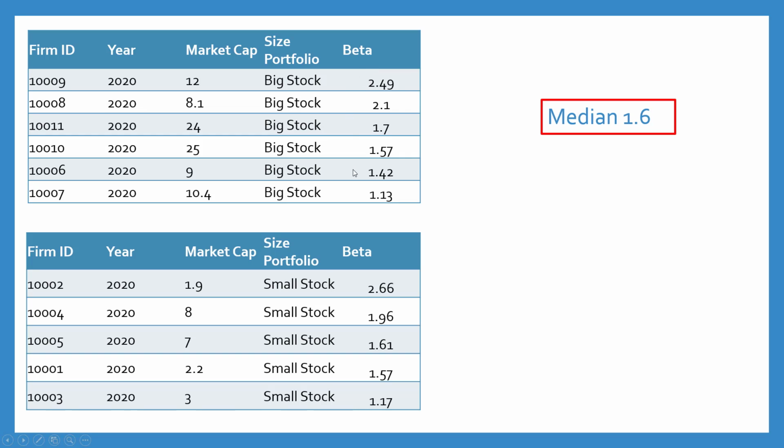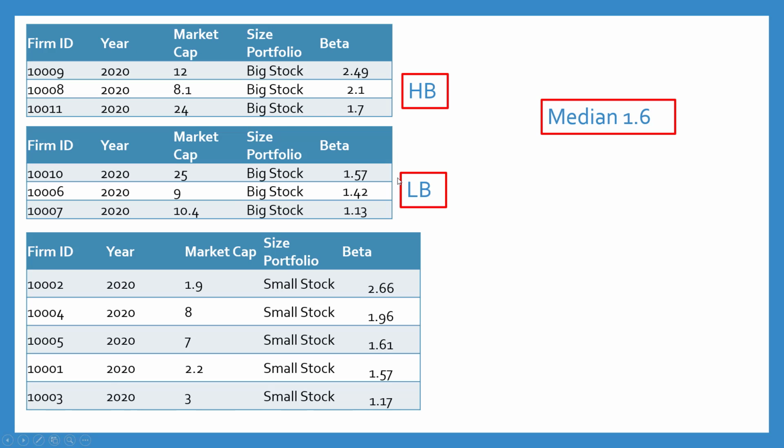Let's divide these big stocks on the basis of beta using the median point. We have calculated the median for just these values, and based on this median, we would divide these firms into low beta and high beta stocks. Any stock that is greater than 1.6 would become high beta stocks, and the rest would become low beta stocks. So over here we have high beta big size portfolio, that's why we have HB, and these are low beta big size portfolio.